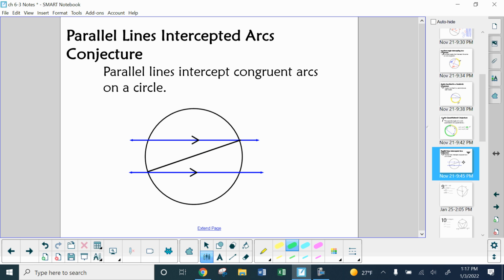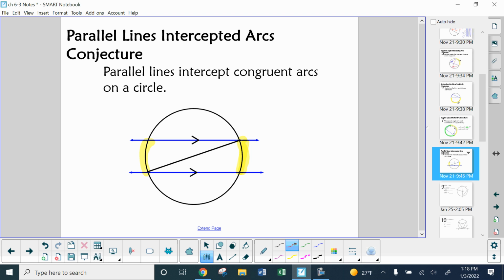All right, last one. Last one says if you have parallel lines that intersect a circle, then the arcs between the parallel lines are congruent. So these two parallel lines cut congruent arcs. The arcs between the parallel lines are what are congruent, not above, not below, just the ones in between. So let's talk again about why that might be.